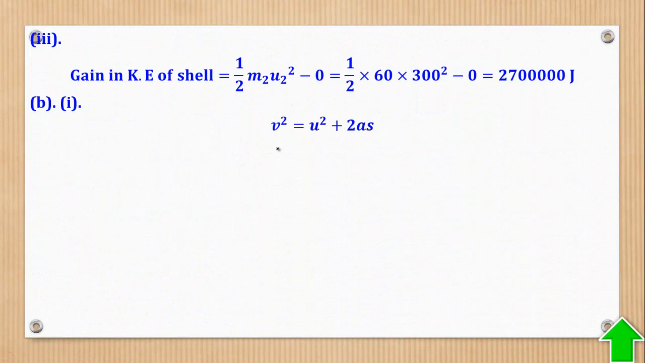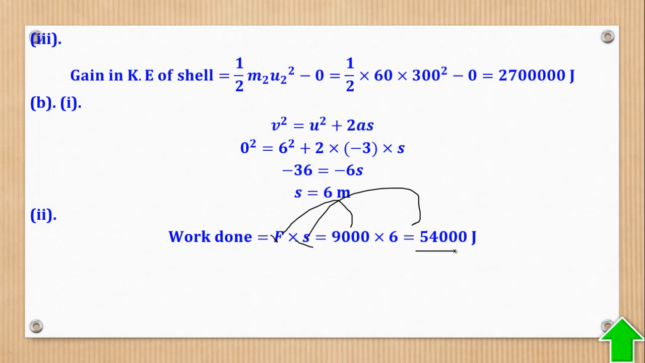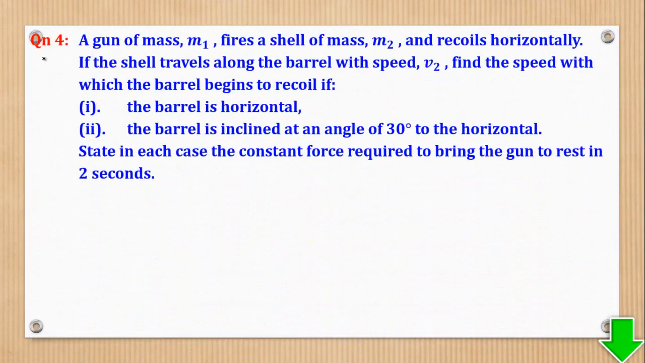So we shall come and see that from the third equation of motion, with the final velocity, initial velocity and acceleration, we can now get the displacement, which gives us that. Then for work done against the resistance, it is force of resistance times displacement. We already know that the resistance is that, displacement we have got, so we can come up with the work done. And that's what they wanted.